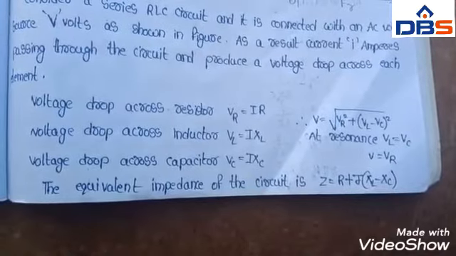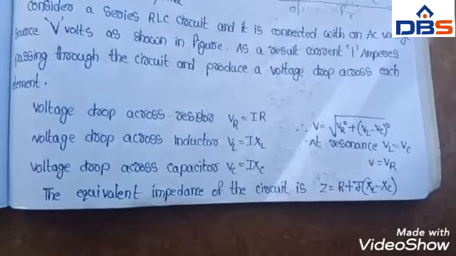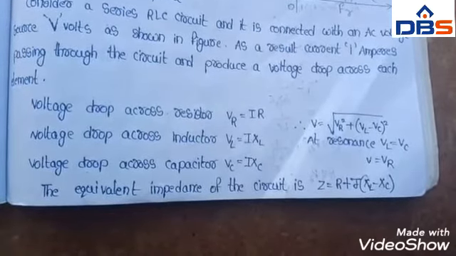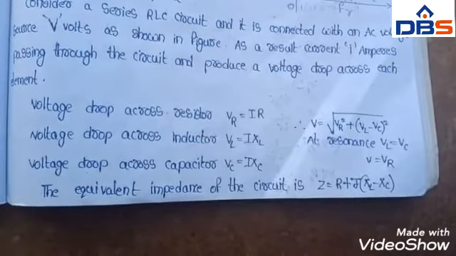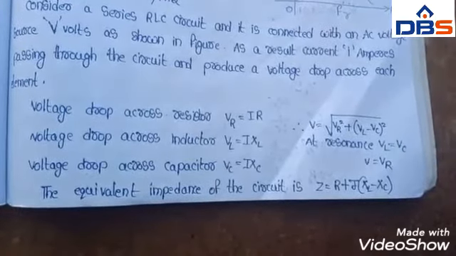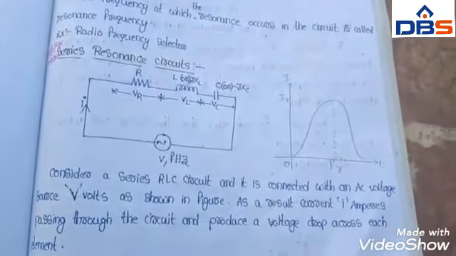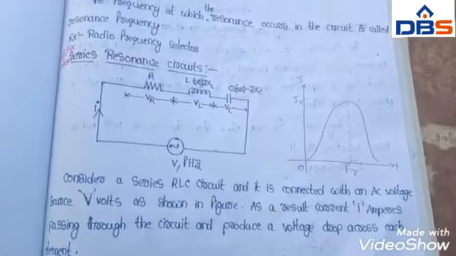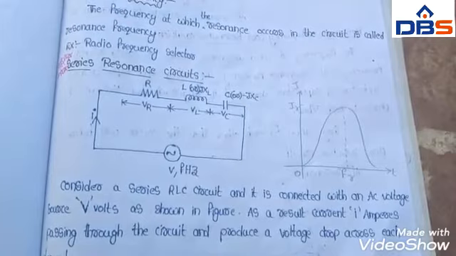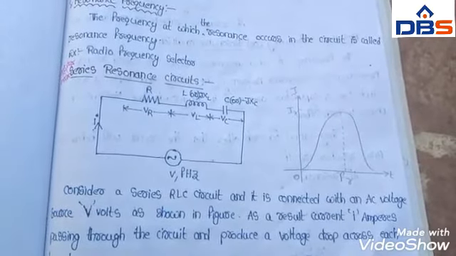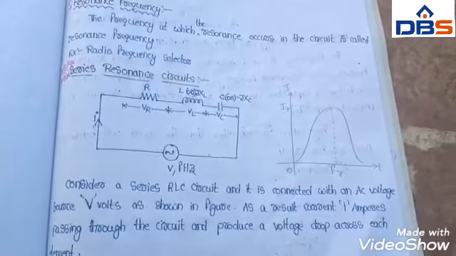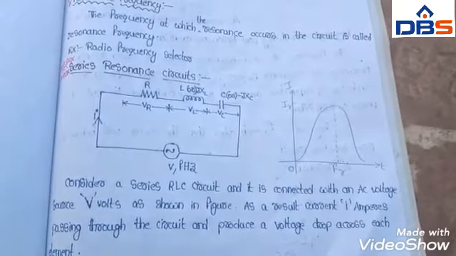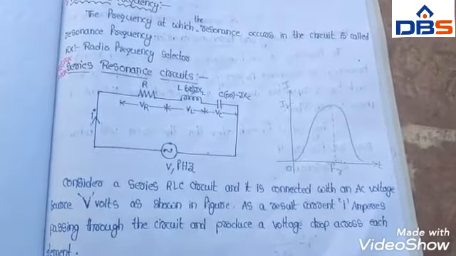Now the impedance of the total RLC circuit Z is equal to R plus j into XL minus XC, or XC minus XL, depending upon the values of inductor and capacitor. Coming to the graphical representation of the series resonant circuit: whenever you are increasing the frequency, the current will increase. At one frequency, the current is maximum. That frequency is called the resonance frequency. After which, the current will be decreasing.